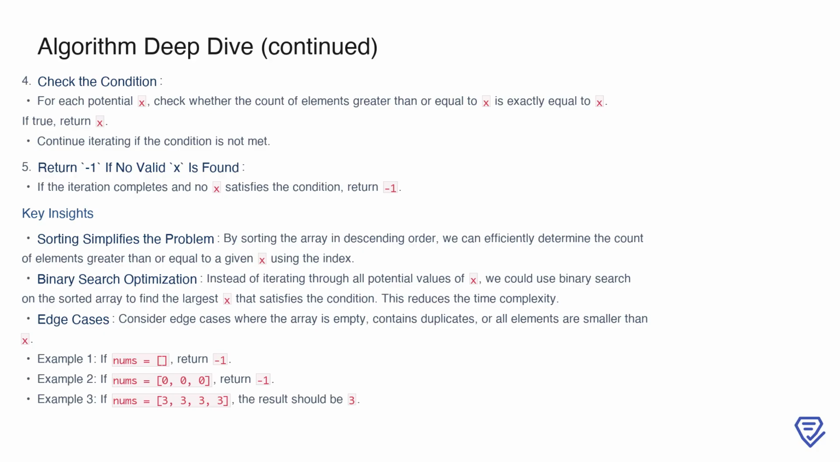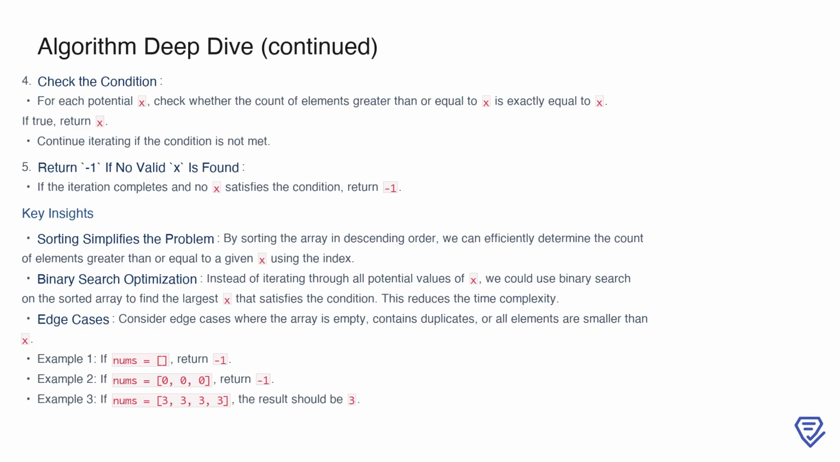Once we have the count of elements greater than or equal to a given x, the next step is to check if this count matches the value of x. If the condition is satisfied, we return x as the result. If not, we continue evaluating the next possible value of x. It's important to note that we iterate through all potential values of x until either a match is found or we exhaust all possibilities. If no valid x is found after evaluating all options, we return -1.